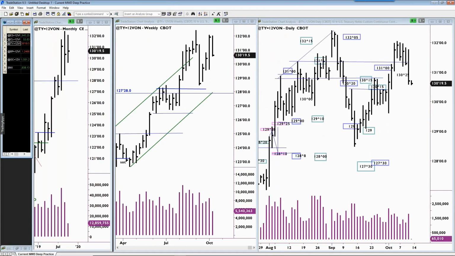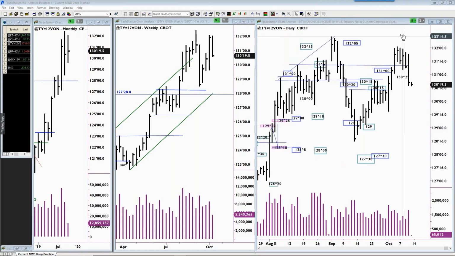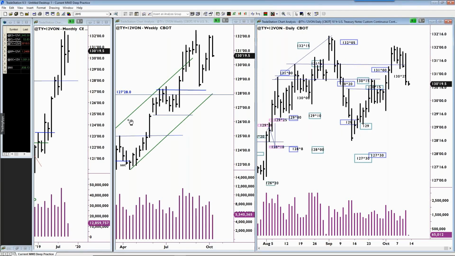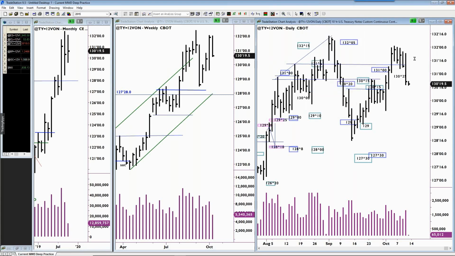And last but not least, this was a little bit of a surprise. I did not expect this day to happen here. I was actually looking for higher prices, and it didn't happen. And that's okay. So for the rest here, 3110 would be resistance. 131.10. And that's just bringing this line across.